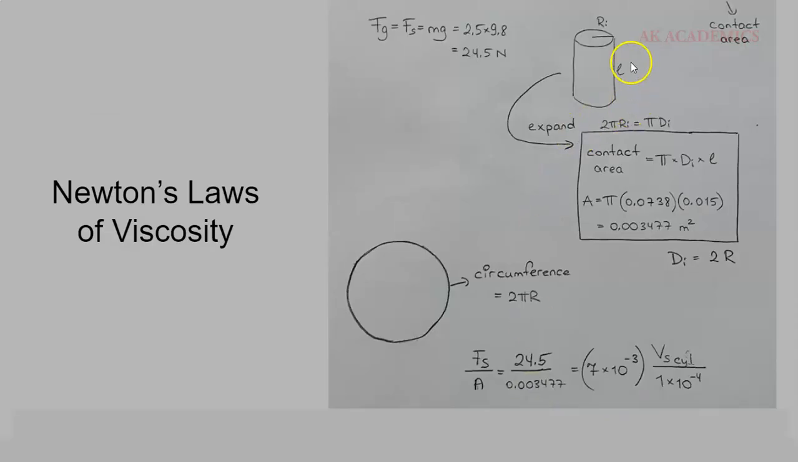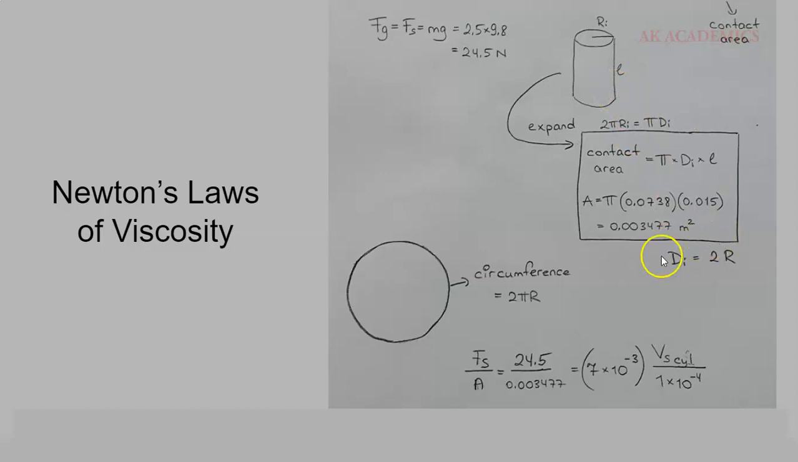All right, so if we continue this way, you'll find out that our area will be equal to pi multiplied by Di. Di is 0.0738 as given in the question, multiplied by the length, which is 0.015. The length was given as 150 millimeters. If you convert that to meters, it gives us 0.015 meters. When you multiply all of these out, our pi is 22/7, it's a constant. Multiply all of these out, we would have 0.003477 square meters. That would be the contact area for the cylinder, the solid cylinder.